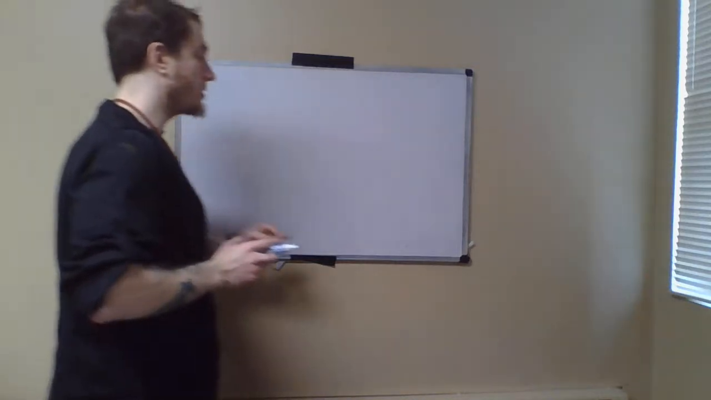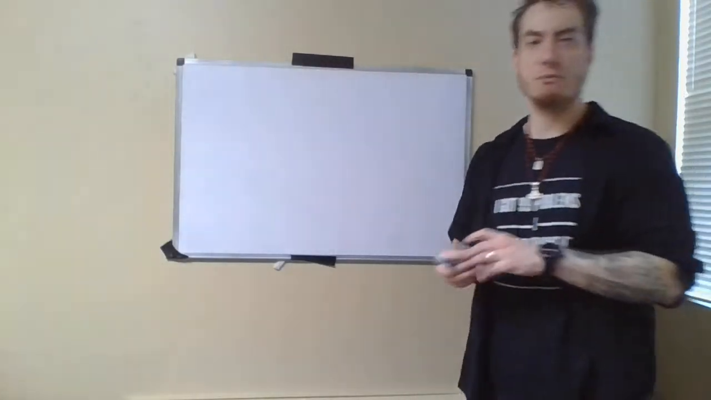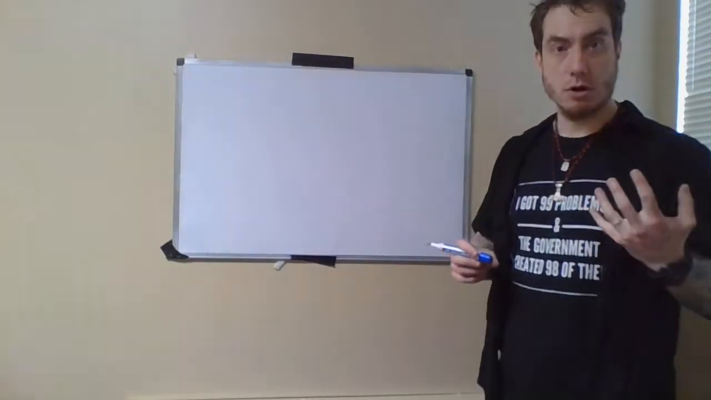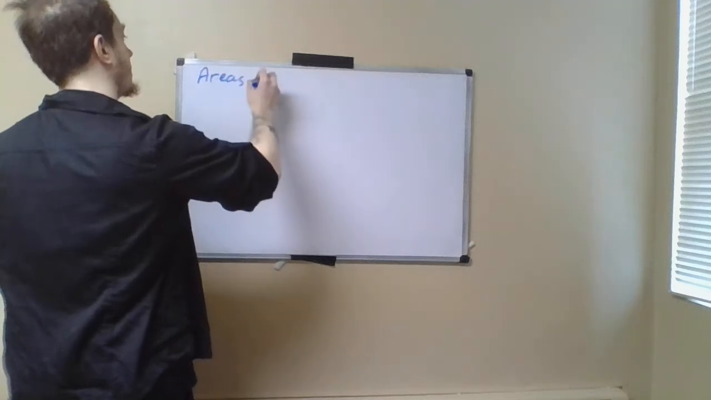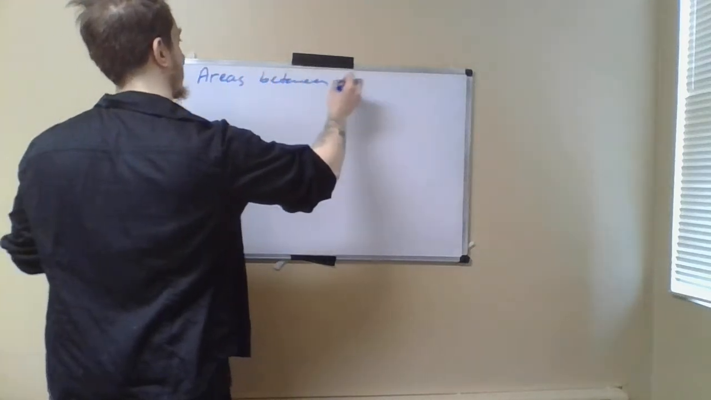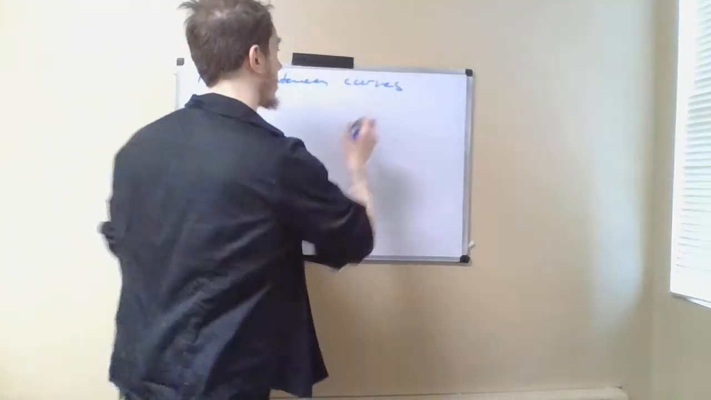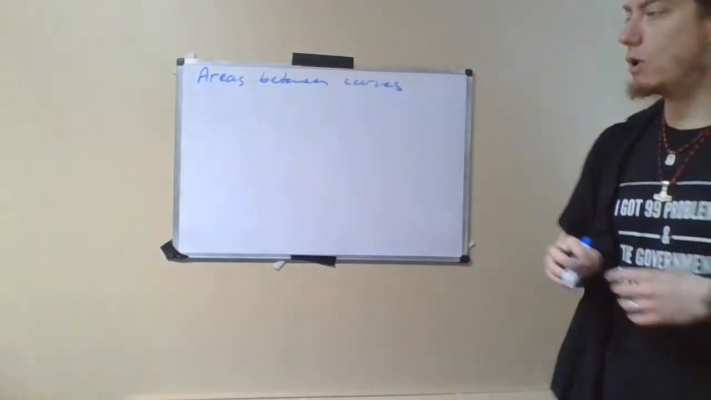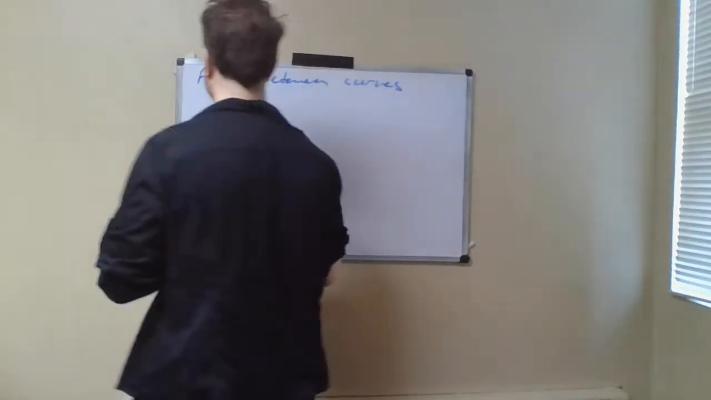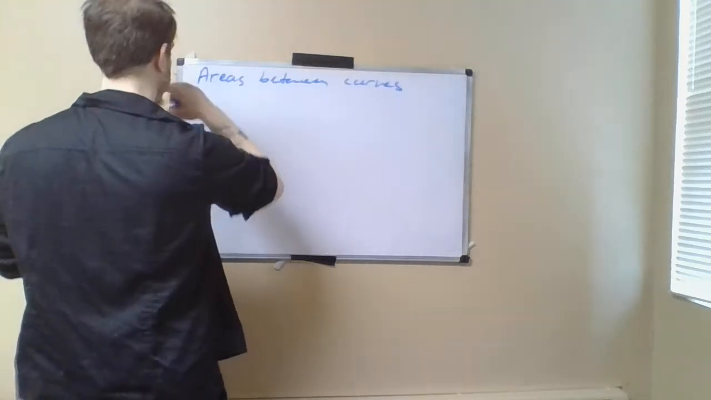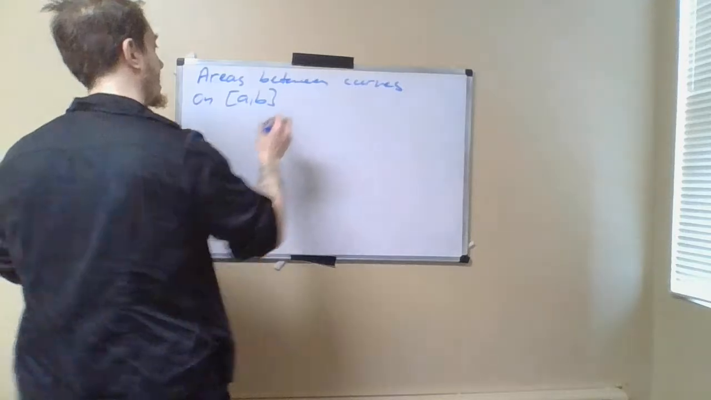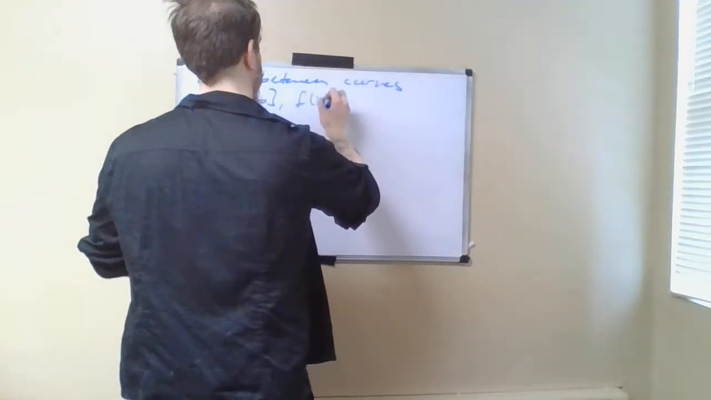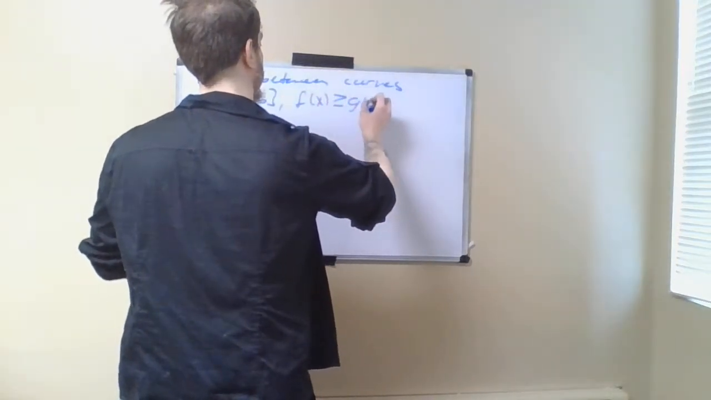So the first example of this is one which I think is more or less straightforward to understand, and this is about areas between curves. And I want to start with the following basic problem. So let's suppose that on an interval a to b, we have f of x bigger than or equal to g of x.